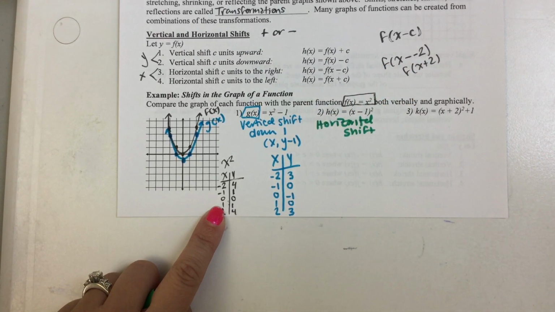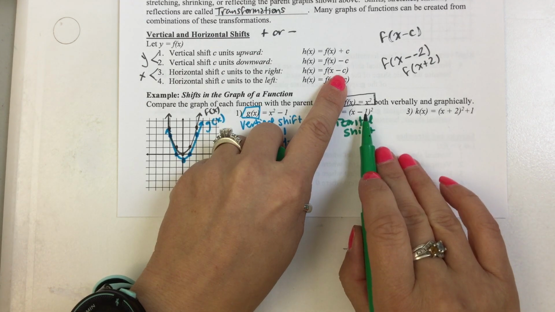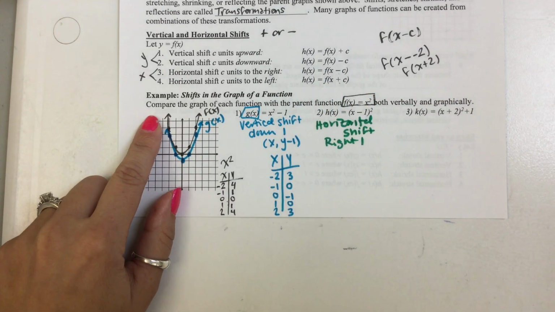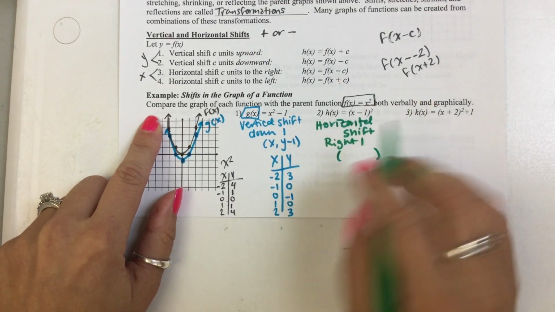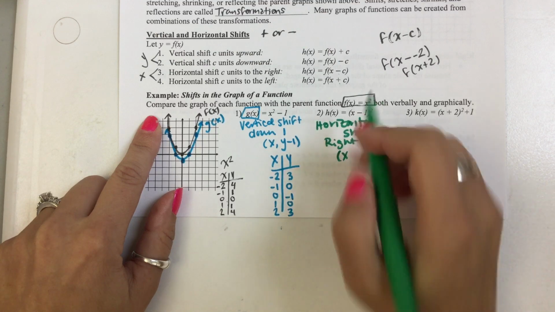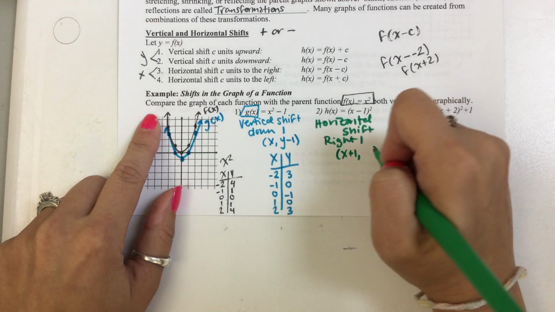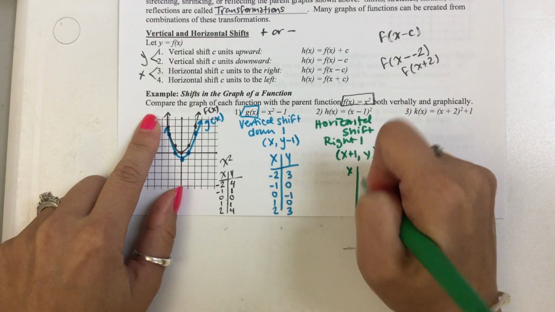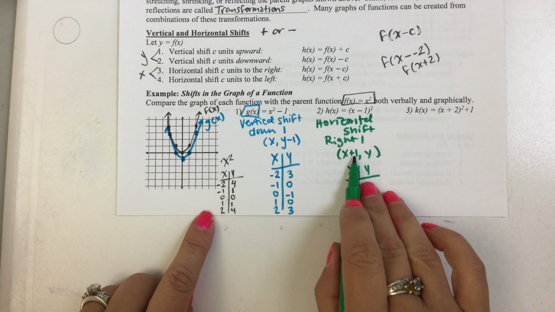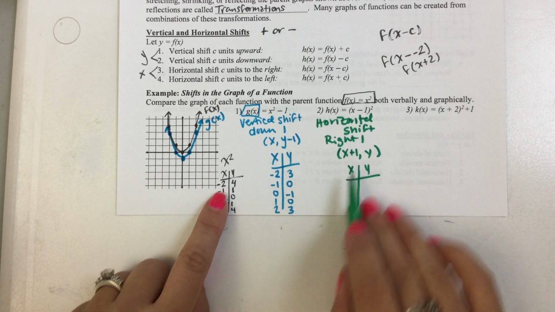Now we need to figure out which direction. This remained a minus. That means that I put a positive 1 in here, so I am going to the right 1. The way that you change the ordered pairs: if it's a horizontal change, you change the x. If I want to go to the right 1, I have to add 1 because the right is the positive direction. I'm not changing the y. So I need to add 1 to all of the x's from the original parent function.